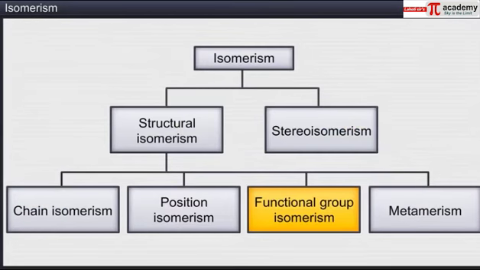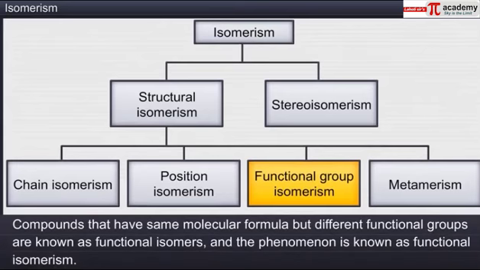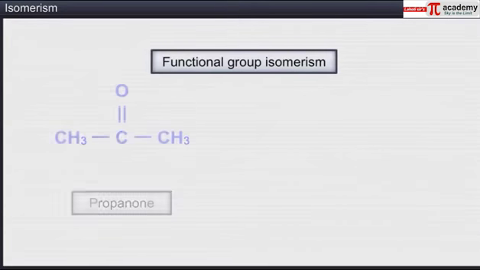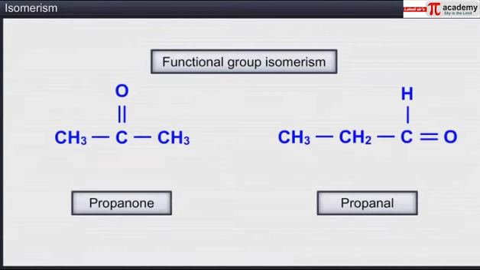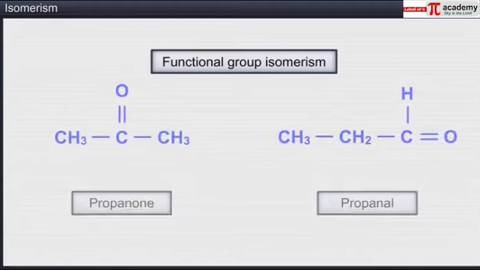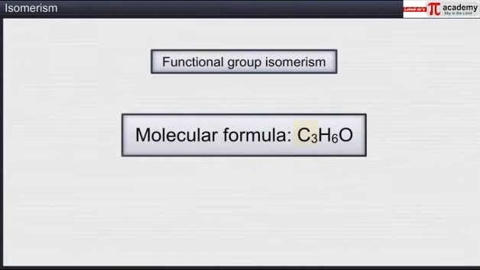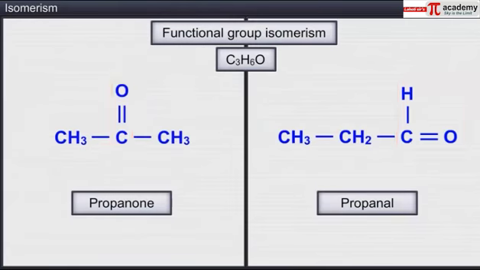Next, let's look at functional group isomerism. Compounds that have the same molecular formula but different functional groups are known as functional isomers, and the phenomenon is known as functional isomerism. Propanone and propanal represent 2 functional isomers having the same molecular formula, C3H6O. Here the functional group differs.